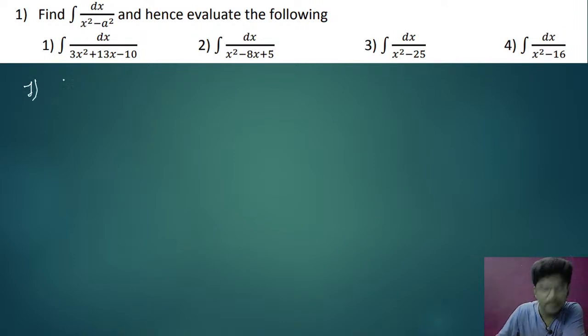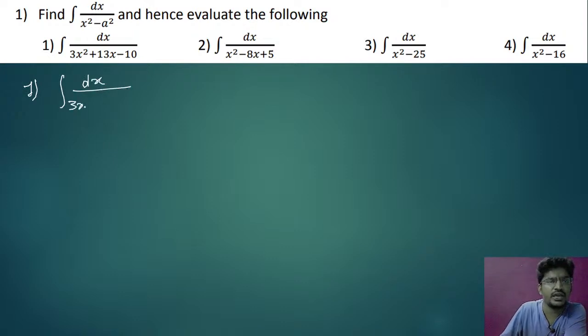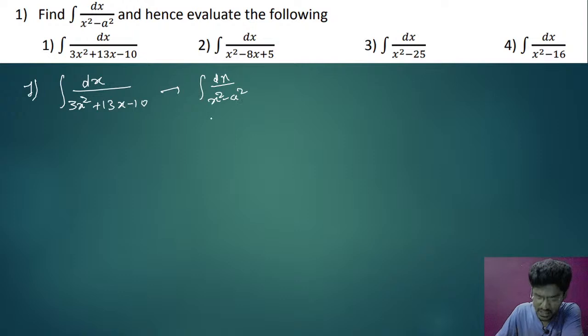The first one is integration of dx divided by 3x square plus 13x minus 10. We have to simplify this. See here, this formula is based on the integration of dx divided by x square minus a square. So you have to convert this into the form of integration of dx divided by x square minus a square.